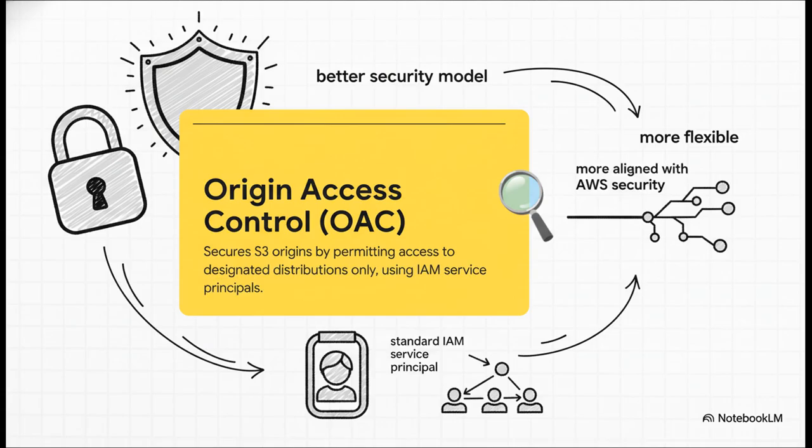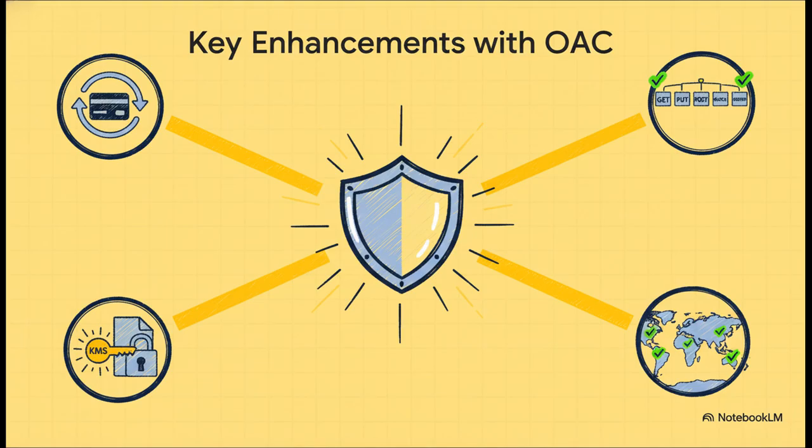Now, here's the key thing to grasp. OAC isn't just a new paint job on the old model. It's a totally different approach. Instead of that weird one-off virtual user, OAC uses a standard IAM service principal. It's like it's speaking the native language of AWS security, IAM, which makes it way more powerful, way more flexible, and just better. And look at this. The benefits line up perfectly to fix every single one of OAI's problems. You get way stronger security with short-term, rotating credentials, a massive improvement.